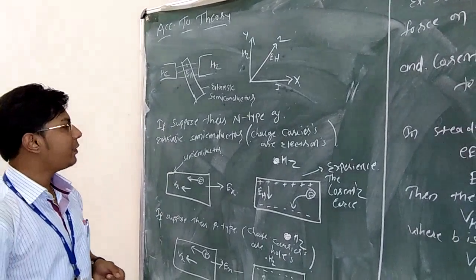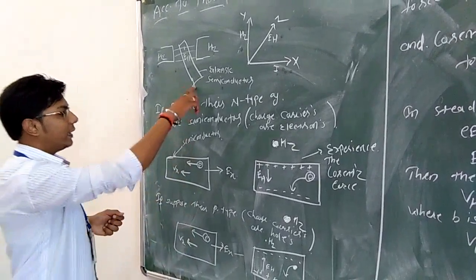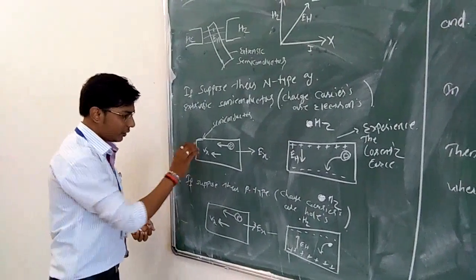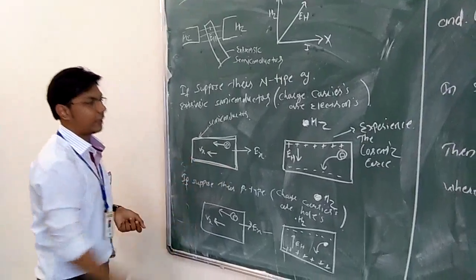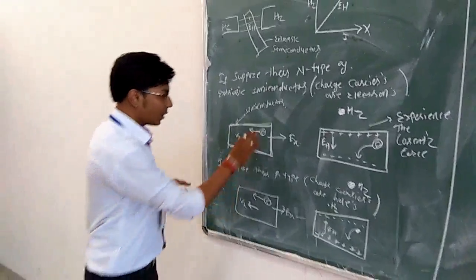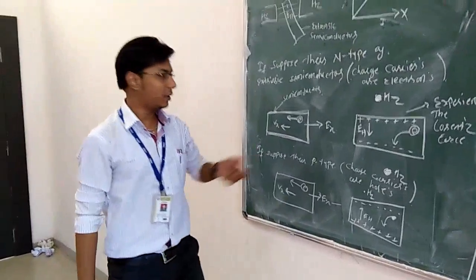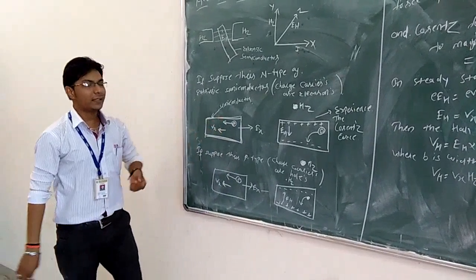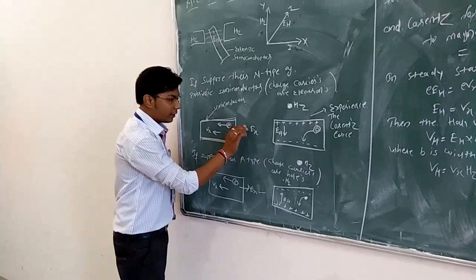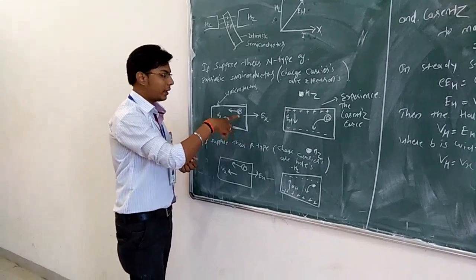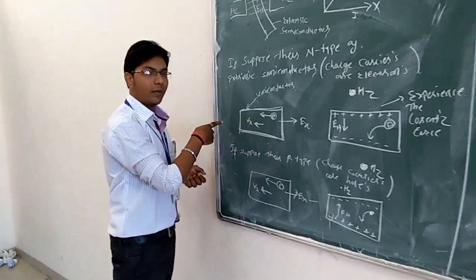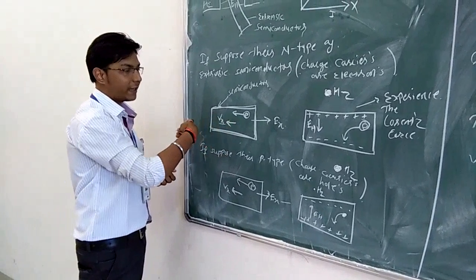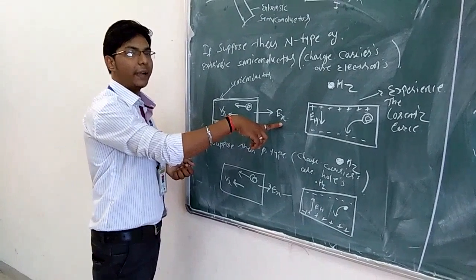Suppose we have an n type semiconductor. Then the charge carriers in the semiconductor are electrons. I have a semiconductor with a rectangular cross section area. Suppose there are electrons in the semiconductor, shown by e. When we apply the external electric field, the current flows, that means the electrons flow in the x direction with the drift velocity Vx, opposite to the direction of the electric field.